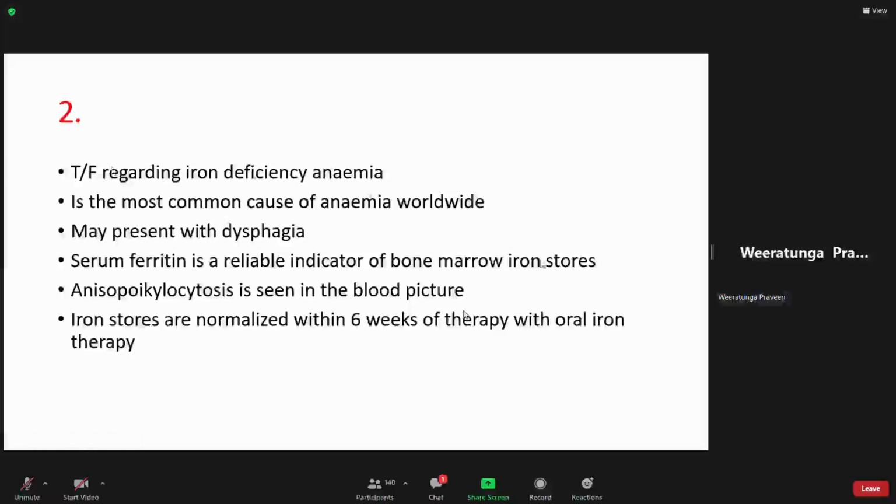True or false: iron deficiency anemia is the most common cause of anemia worldwide. Yes, it is. If you take anemia worldwide, iron deficiency is very common, mainly because of nutritional deficiencies. In most parts of the world, including Sri Lanka, there is a high proportion of people who are nutritionally deficient in iron. So it is one of the commonest causes of anemia worldwide. May present with dysphagia.